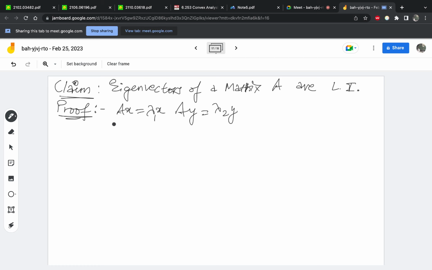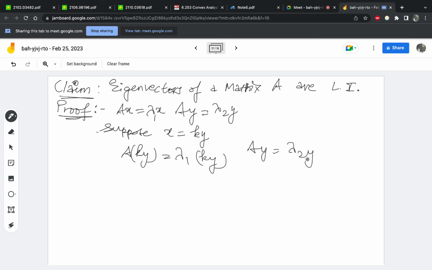Suppose they are linearly independent and try to see if we get a contradiction. Suppose they are linearly dependent. Suppose x equals ky. Then you have Ax = λ1 ky, and Ay = λ2 y, so you have k times λ2 y equals k times λ1 y. So you have λ1 equals λ2.